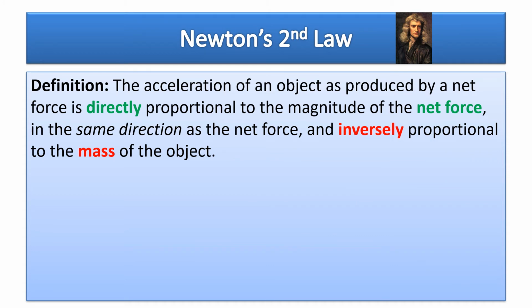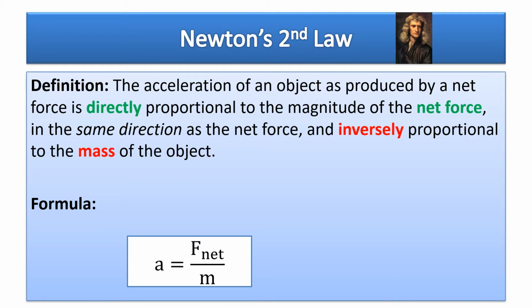So, a review of Newton's second law. The acceleration of an object as produced by a net force is directly proportional to the magnitude of the net force in the same direction and inversely proportional to the mass of the object. And we said, okay, that breaks down to this formula where the acceleration and the force are directly proportional, the acceleration and the mass are inversely proportional. And then if you cross multiply, you get our nice F equals ma formula.